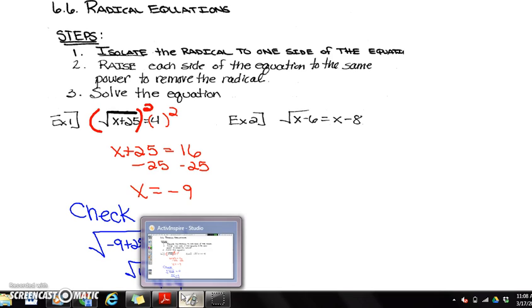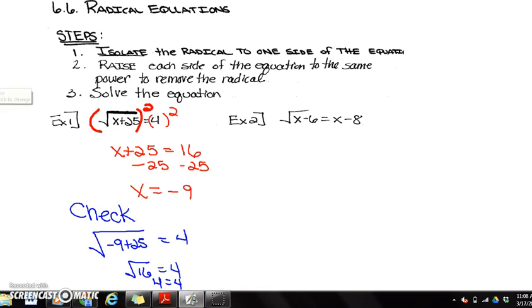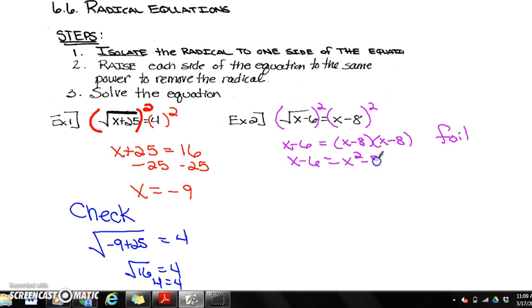It works. Now number 2 is a little bit more difficult because you have the radical with the x minus 6, but you have an x minus 8 on the other side. So if I were to square each side, this left side just is x minus 6, but this right side uses the rule when in doubt, write it out, and you're going to have to FOIL. So you're going to get x minus 6 equals x squared minus 8x plus 64.